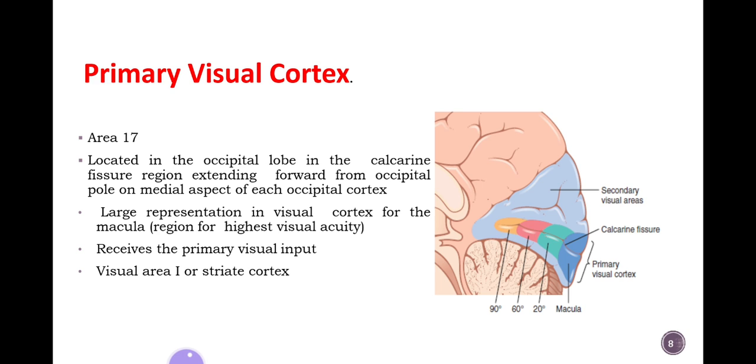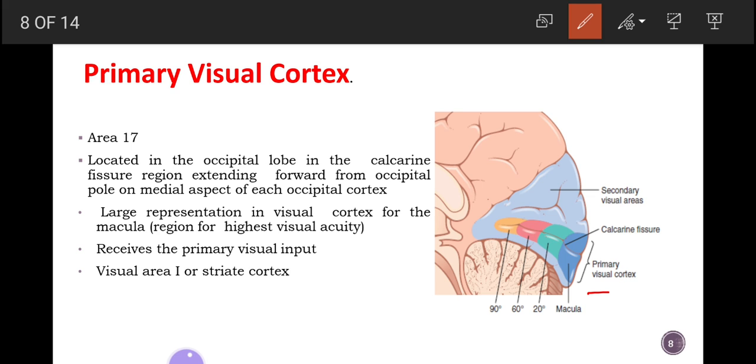Next, where the fibers actually end: they end at the primary and the secondary visual cortex. What is the primary visual cortex? It is area 17. Here is shown the primary visual cortex. It is located in the occipital lobe in the calcarine fissure, extending forward from the occipital pole on the medial aspect of each cortex. A large representation of the visual cortex is for the macula. This area receives the primary visual input. It is also known as visual area 1 or striate cortex.